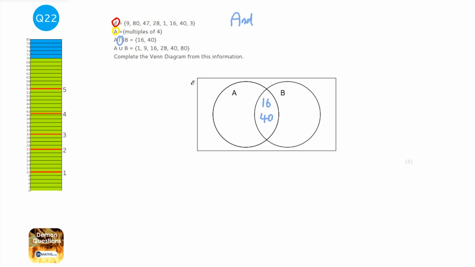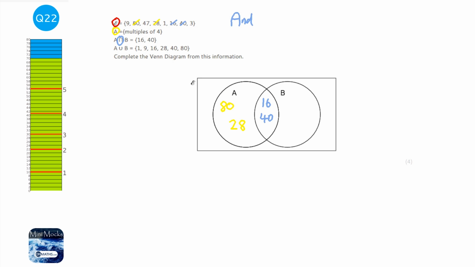Now we can cross them off from the list at the top, and actually we can have a look and see which other multiples of 40 are in that list. So 80 is a multiple of 40, so that's going to go in A, and 28 is a multiple of 4, so that's going to go in A as well. I think that's it. Okay, now we can't fill in the rest of them into B because they could be outside the Venn diagram, so we've got to just stop a little bit and have a think.